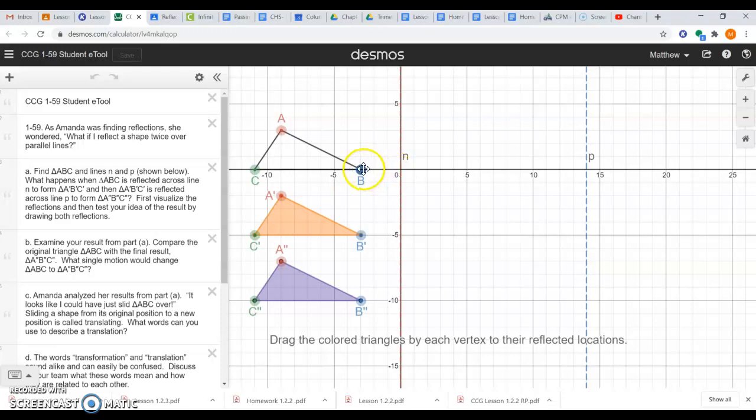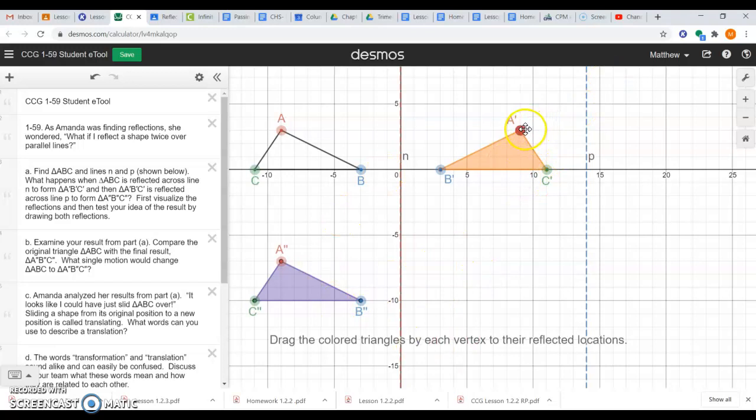And so point B here is 3 away, so the new B has to be 3 away on the other side. A here is 1, 2, 3, 4, 5, 6, 7, 8, 9 away, so it has to be 9 away on the other side. C here is 11 away, and so it's got to be 11 away on the other side. And we have our first reflection, just using that counting method.